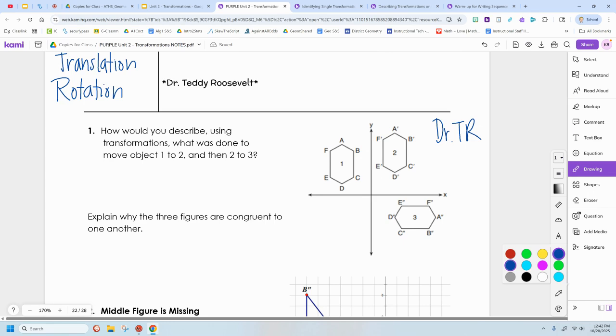So question 1 says, how would you describe using transformations what was done to move object 1 to 2 and then 2 to 3? We're not going to get too crazy, and I'm going to stop your pads, because we're just going to focus on this. If I'm going from 1 to 2, did I dilate? No. Did I reflect? So this is how you check for reflection. Did you see how this goes AB and this one goes AB? Are they going in the same direction? Yeah. So no reflection was used. So did it slide? Yes. So that's what we did. So it is translation, and we'll just say it was a translation to the right and up. We're going to go very vague here because there's no units on this grid.